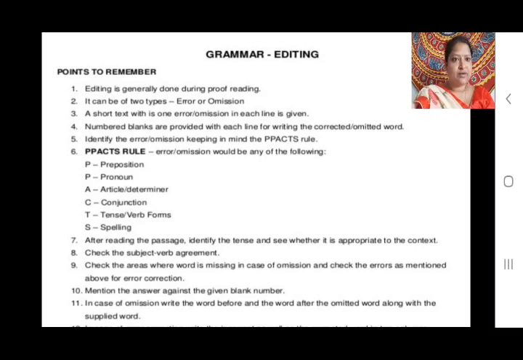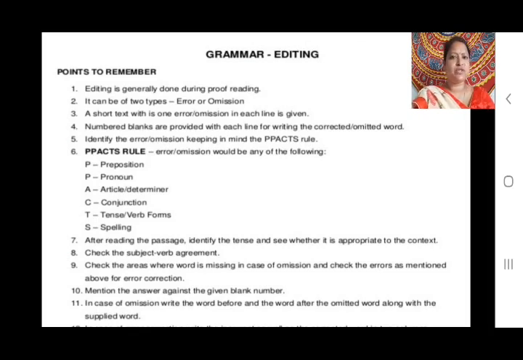You have to find the mistake, underline the error and write the correct word if it is error finding. If it is omission, what do you have to do? You have to put a slash where the word is missing and write the missing word in the space provided. Numbered blanks are provided with each line for writing the correct or omitted word. Identify the error or omission keeping in mind the PPACTS rule that we discussed.